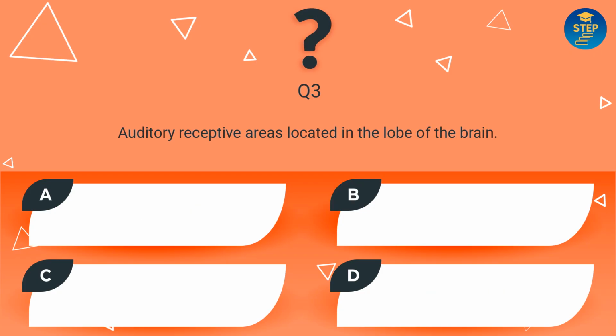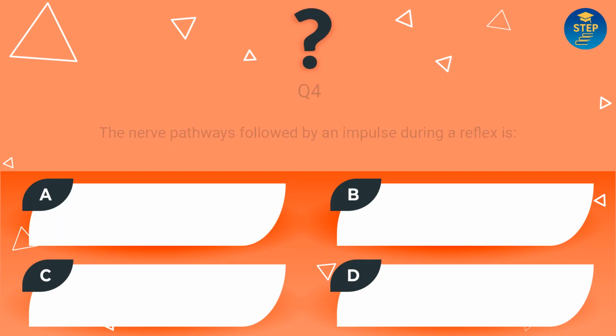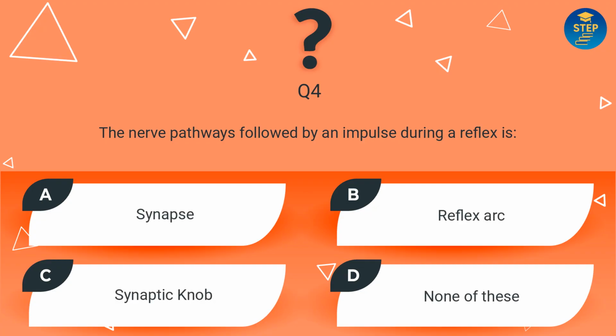Auditory receptive areas located in the lobe of the brain. Temporal, pons, parietal, frontal. Answer is temporal. The nerve pathways followed by an impulse during a reflex is synapse, reflex arc, synaptic knob, none of these. Answer is reflex arc.